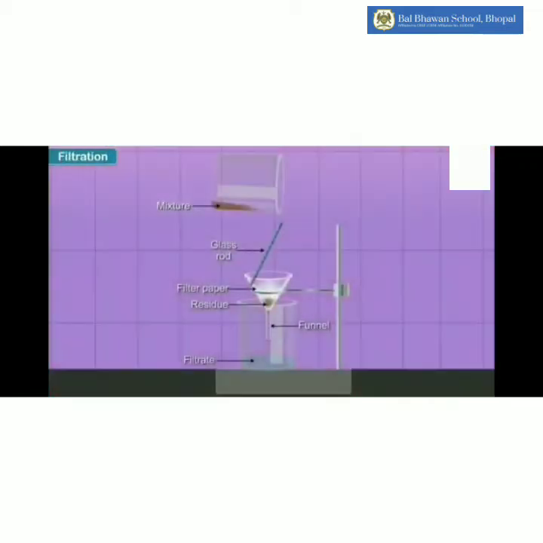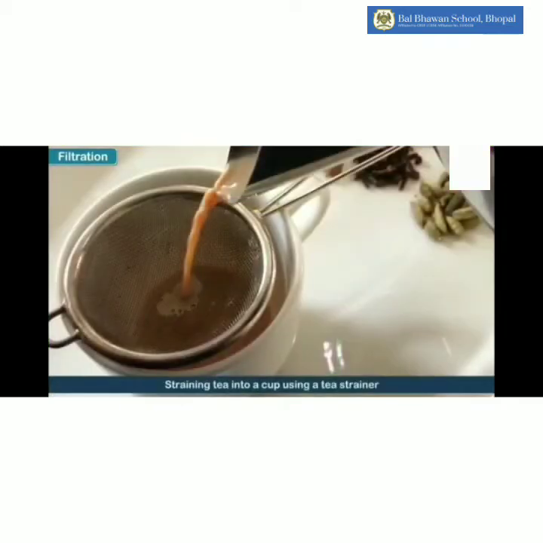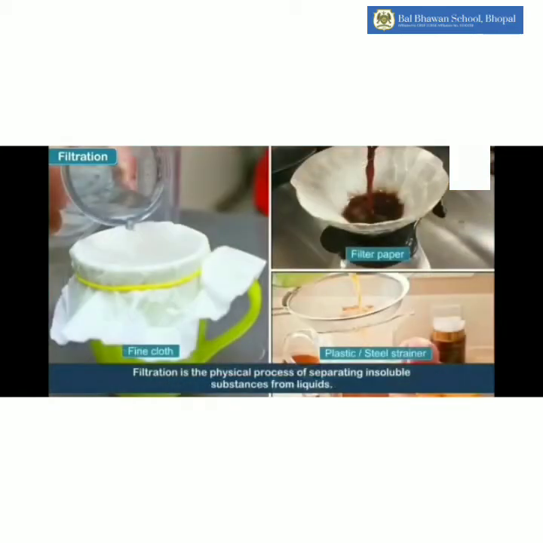Now, after sedimentation and decantation, to remove smaller impurities, we do filtration. Straining tea into a cup is an example of filtration, and we do it with the help of a tea strainer. Filtration is a physical process of separating insoluble substances from liquids. Different filters used are fine cloth, filter paper, plastic sheets, and strainers. These all can be used as filters.